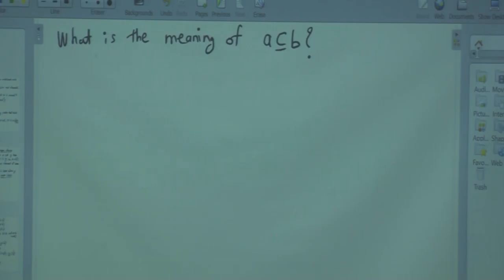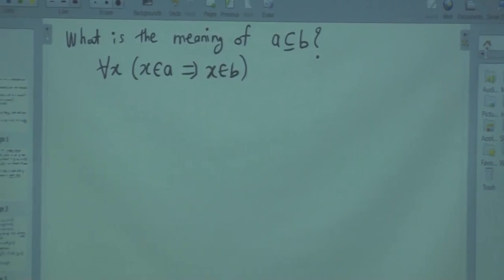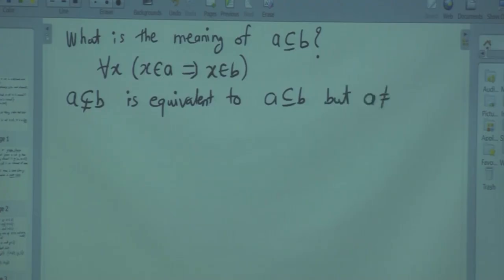So the meaning of subset is, for all x, x belongs to A implies x belongs to B. That is the meaning of subset. The elements of A are also elements of B. One more thing before we proceed: A subset equal B is the notation we'll use for subset, and A proper subset of B is the notation we will use for proper subset. This means there exists some x for which it is equivalent to A is a subset of B, but A is not equal to B. That's also a simple way of saying that these two sets are not equal.